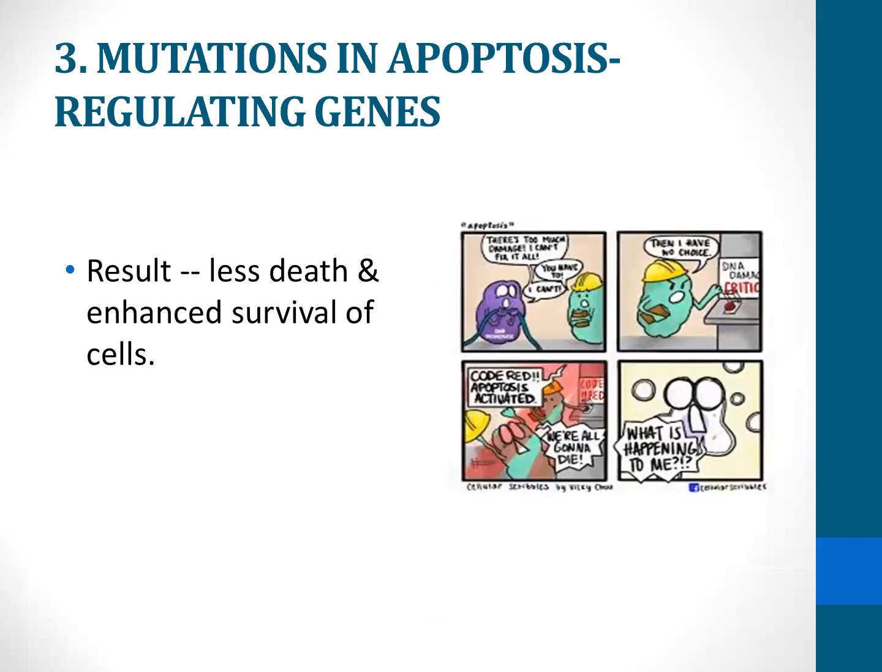Third is mutations occurring in apoptosis regulating genes. When the anti-apoptotic genes undergo mutations, what is the result? There is less death and enhanced survival of the cells. Apoptosis of damaged cells does not occur, which leads to their survival.